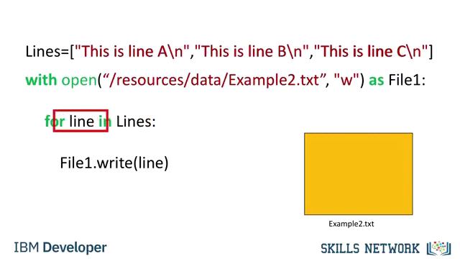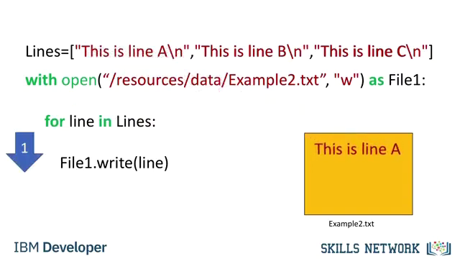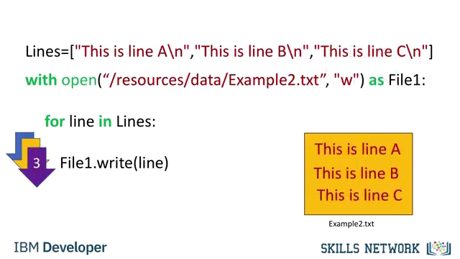We use a for loop to read each element of the list lines and pass it to the variable line. The first iteration of the loop writes the first element of the list to the file example2. The second iteration writes the second element of the list, and so on. At the end of the loop, the file will be closed.